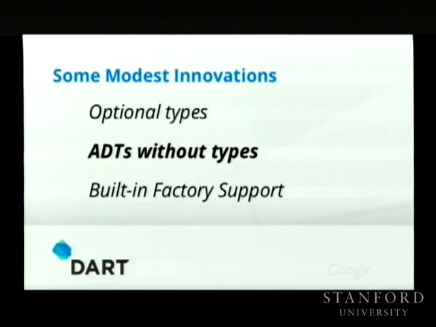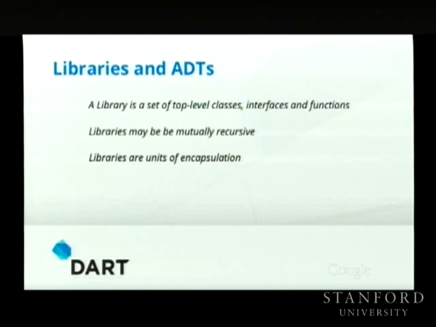This is sort of the main point. So, abstract data types without types. At least you'll get a bit more information about Dart this way. Dart has this notion of libraries. It's a very, I'd say, simple-minded notion. Libraries are collections of top-level definitions, classes, interfaces, and functions. They can import each other. They can refer to each other in a mutually recursive fashion. And they act as units of encapsulation.